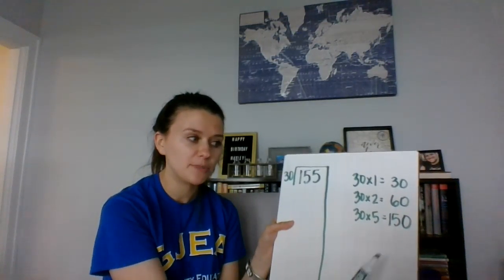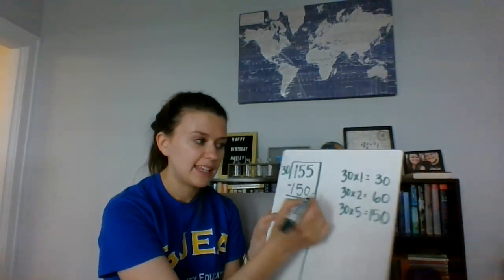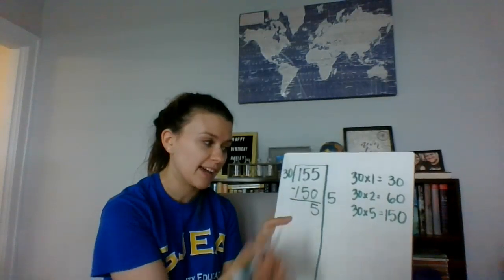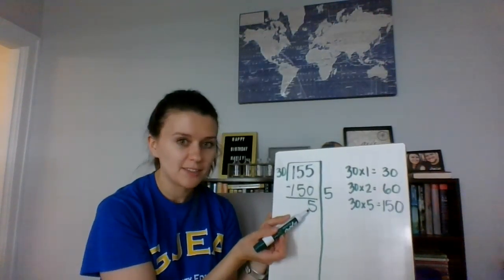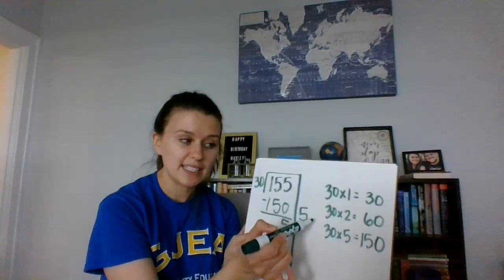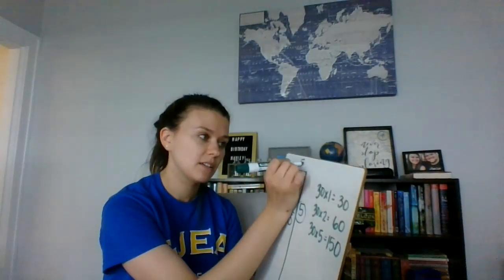All right, so I'm going to look at my benchmark box and see what's the largest amount I can subtract from my dividend, which is 155. And I can take away 5 groups of 30, so I can subtract 150. Okay, and that was that 5 groups of 30 there. And 155 minus 150 equals 5. Now, my remainder right here is 5, and my divisor is 30. But once my number that I have is less than my divisor, it becomes a remainder. So we can see that our answer is 5 with a remainder of 5.